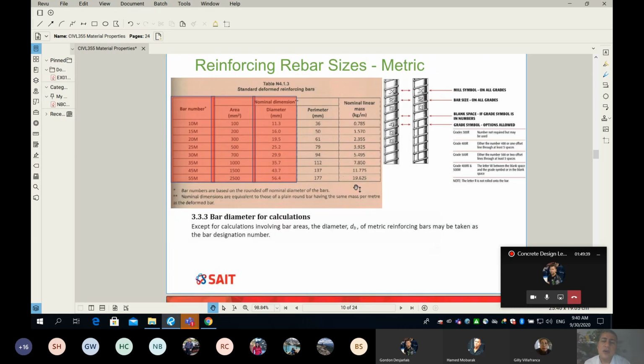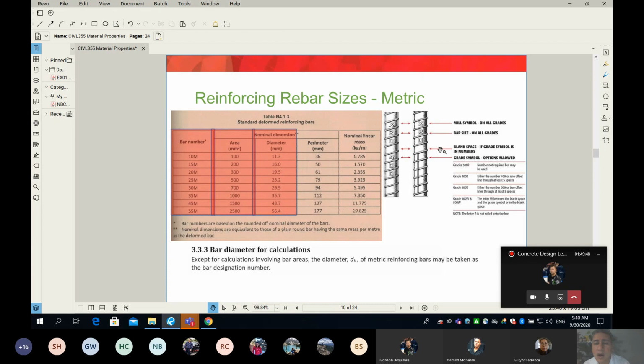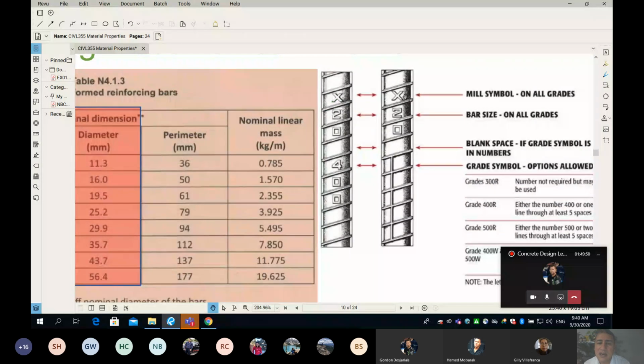Okay. Now, a couple of things. When you look at the picture on the right, this is a sketch of how the rebar will look. You can see here is my rebar, and it says X, and then 20, and then sometimes nothing, and sometimes 400. So what are those numbers? Very important. The 400, obviously by now you can guess, is the yield or the grade of the rebar. The 20 is simply the size of your rebar.